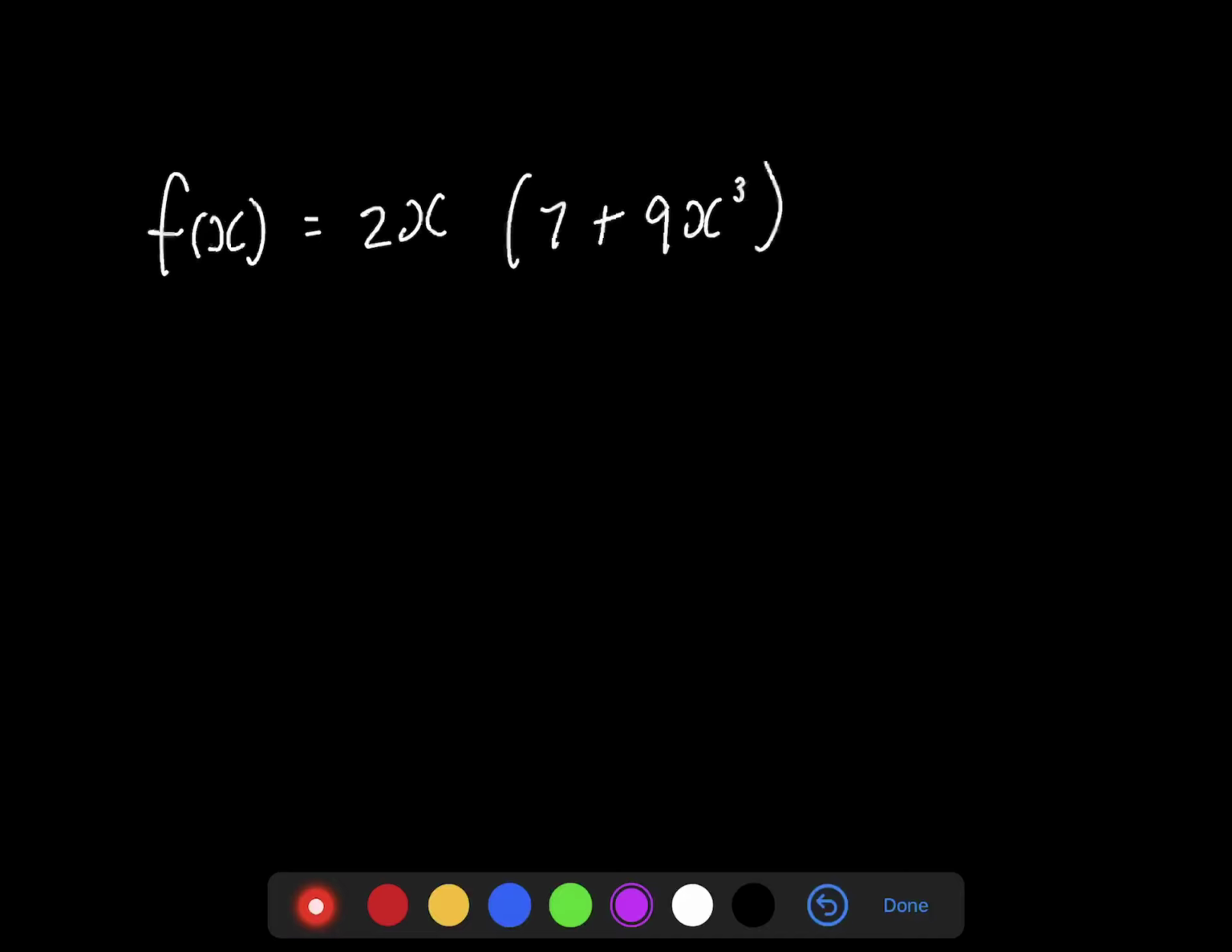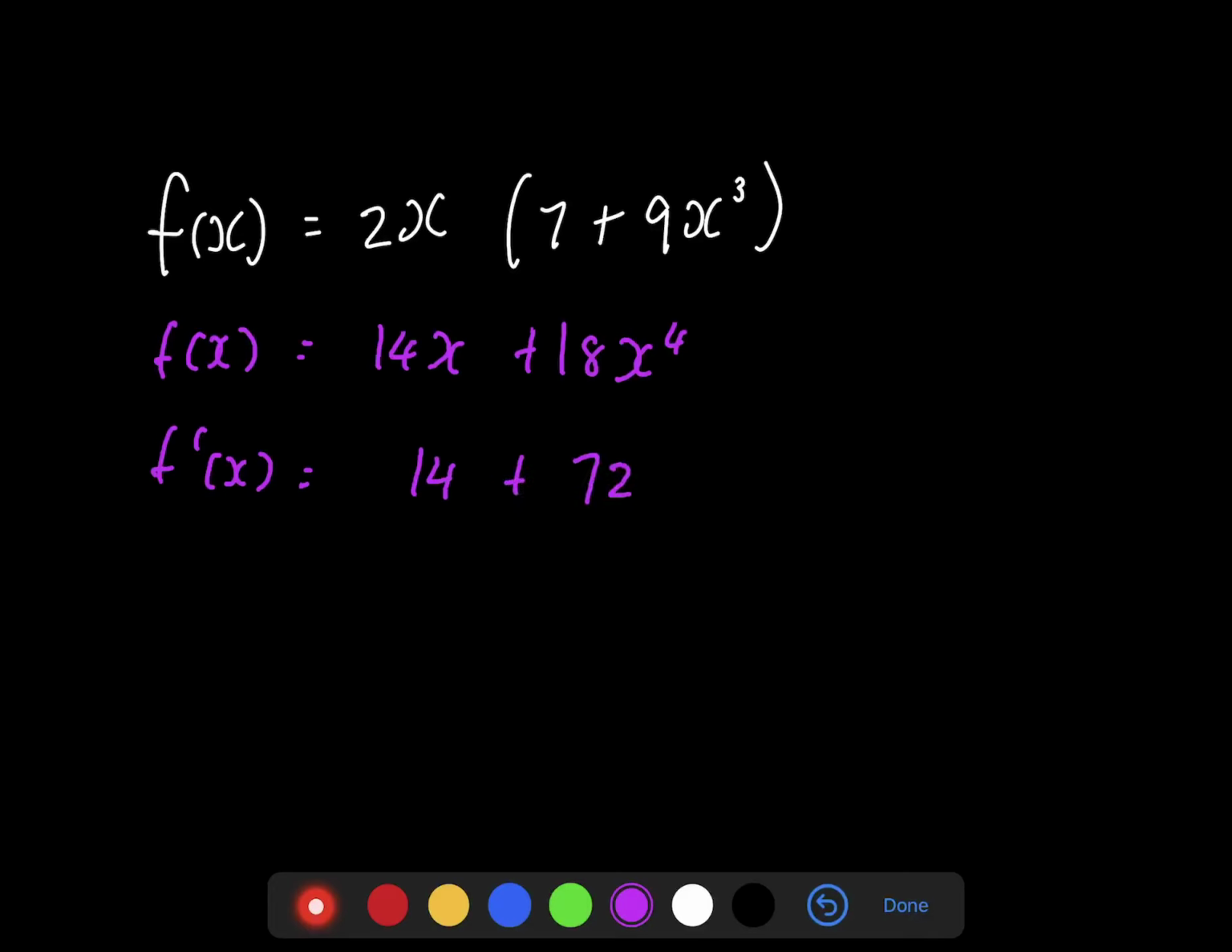In this case, if you don't know the product rule, it will be handy then to multiply out. So that becomes 14x plus 18x to the power of 4. And now we can differentiate. And so we get 14 plus 18 times 4 is 72. 4 minus 1 is 3.